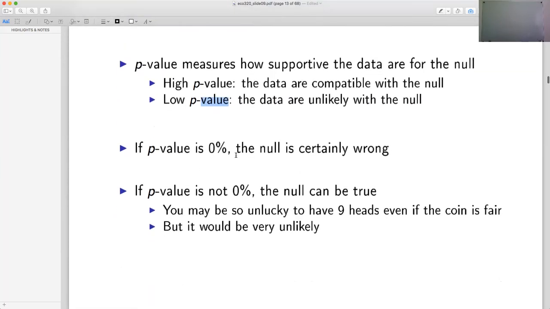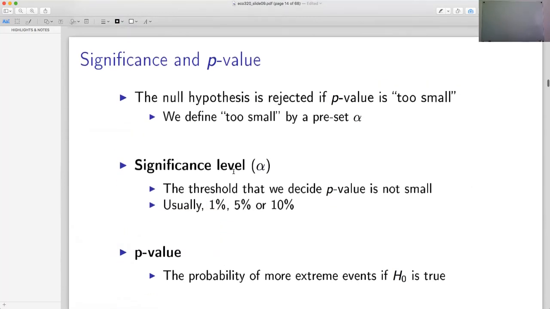If a p-value is 0, the null is certainly wrong. But if the p-value is very close to 0, then your null hypothesis is more likely to be rejected. If a p-value is not 0%, the null can be true, which means you fail to reject. We may be so unlucky as to get 9 heads even if the coin is fair, but it would be very unlikely. The probability is very low. So the null hypothesis is rejected if the p-value is too small. We define too small by a preset alpha. We learned alpha, the significance level, in the previous chapter, chapter 8. Alpha is used here.